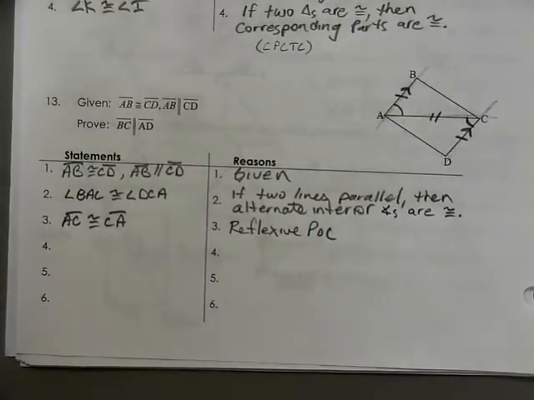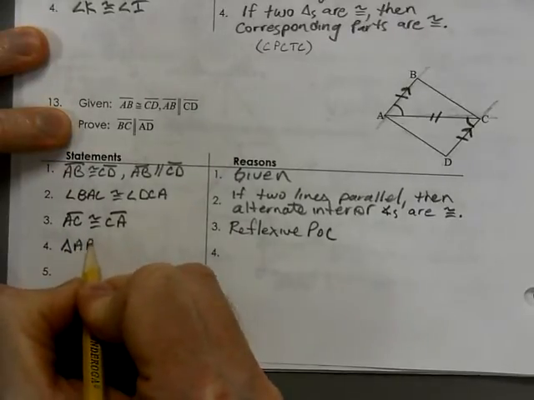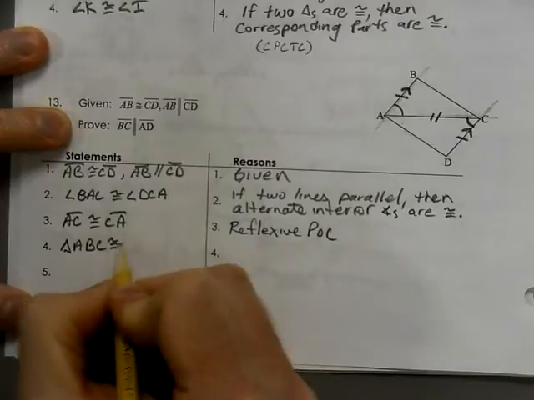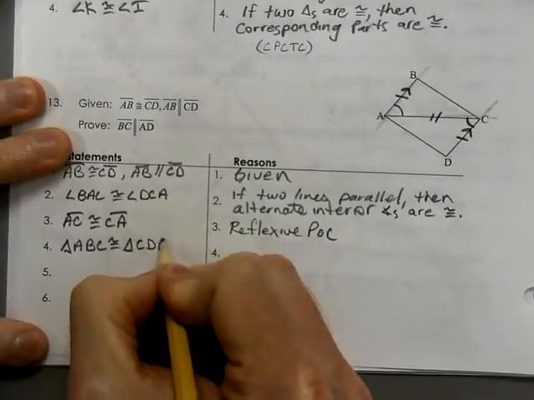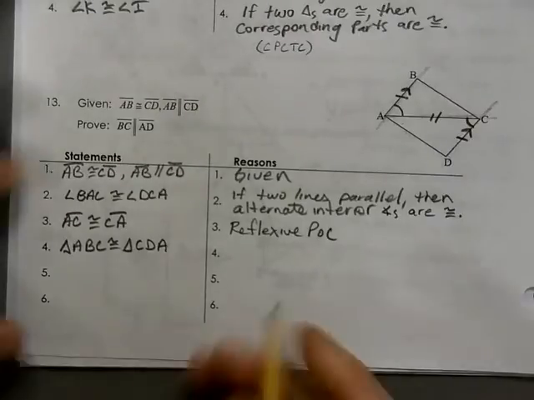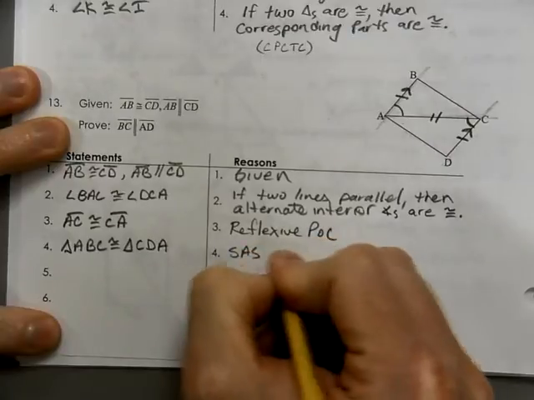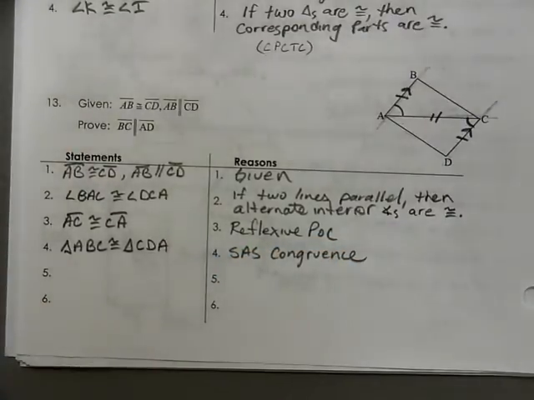So that should be enough information to prove the triangles are congruent. So triangle ABC is going to be congruent to what triangle? CDA. For what reason? Side angle side congruence. So now we have the triangles congruent to each other.